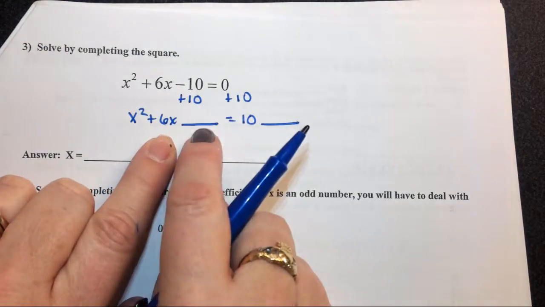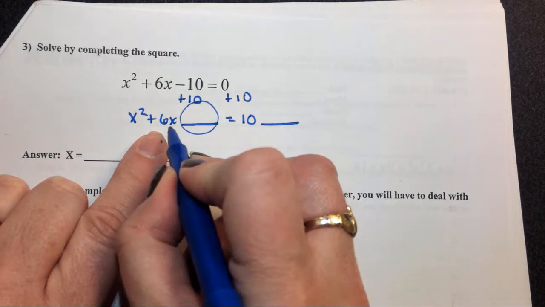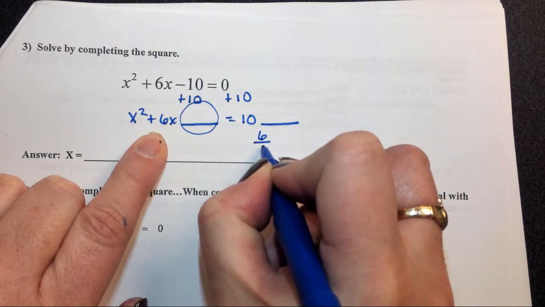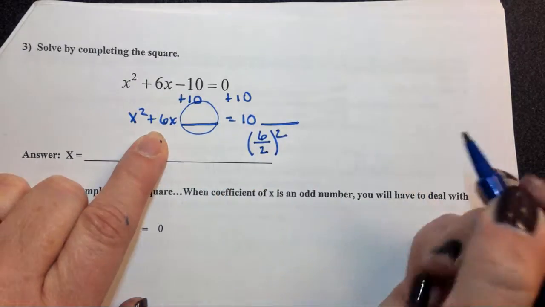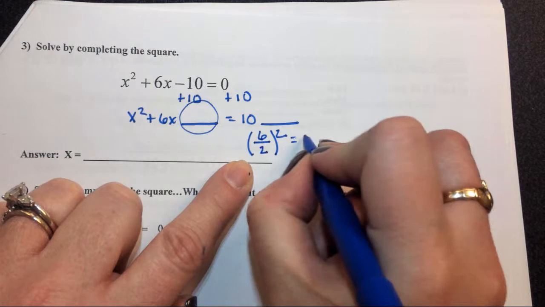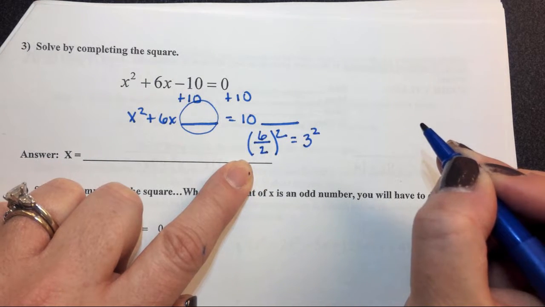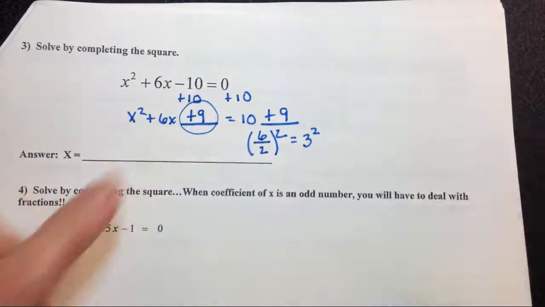So now, to figure out what number I'm going to add here to create a perfect square trinomial, what am I going to do with the 6? I'm going to take the 6 and do what? Divide by what? 2. And then what do? Square it. So 6 divided by 2 is 3, and 3 squared is what? What's 3 squared? 9. So I add 9 on the right, add 9 on the left.